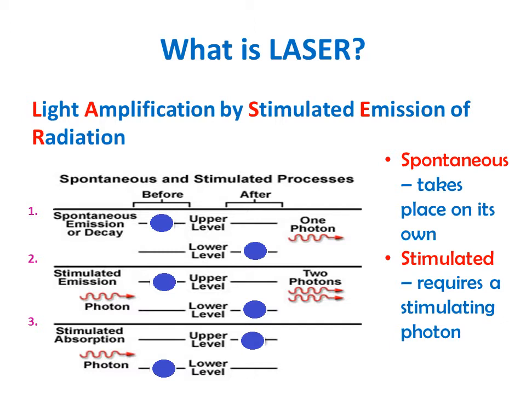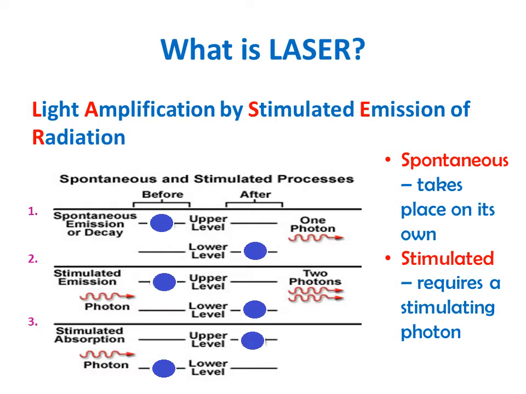I have explained absorption and emission in the previous session, so let us begin with absorption, which is listed third here. It is written as stimulated absorption, but it is sufficient to say absorption. I will explain why it is so. Anyway, basically we are considering two energy levels, an upper energy level and a lower energy level, and there is an incoming photon. You can see that this blue circle represents an electron.